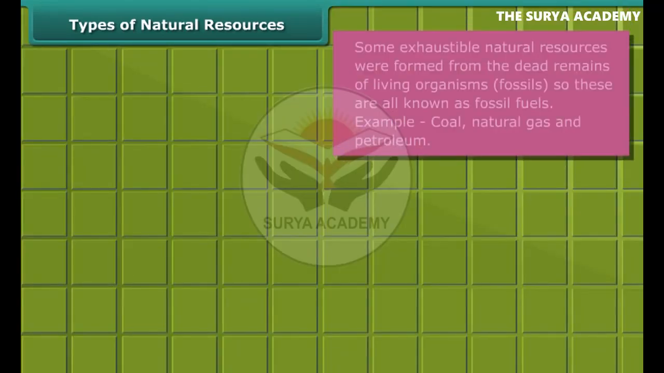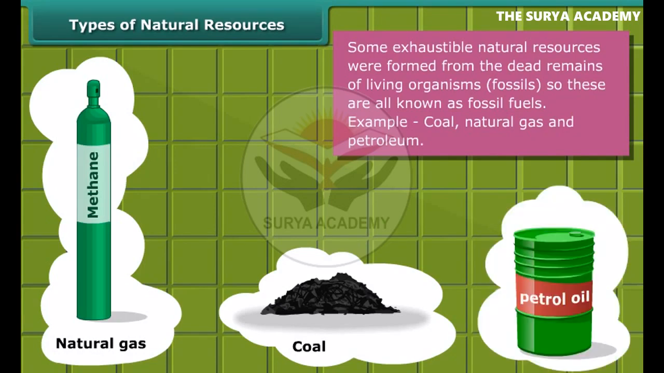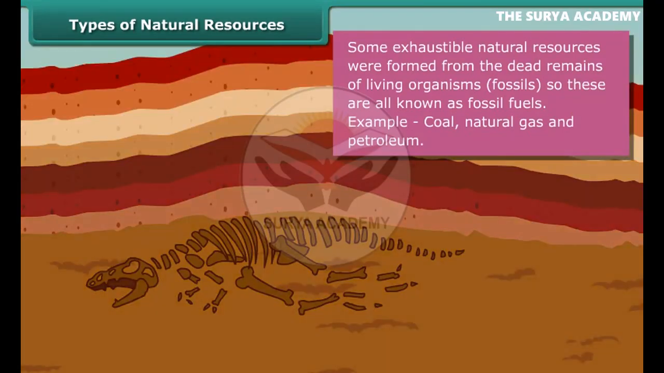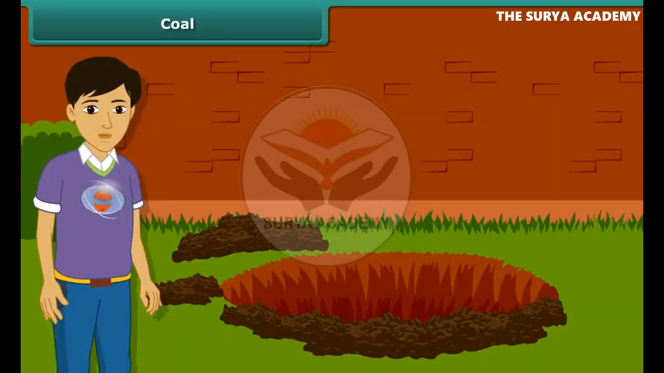Do you know that some exhaustible resources like coal, natural gas and petroleum were formed from the dead remains of living organisms called fossils, and hence these are also known as fossil fuels. Now let us know about these fossil fuels in detail. Let us start with coal.